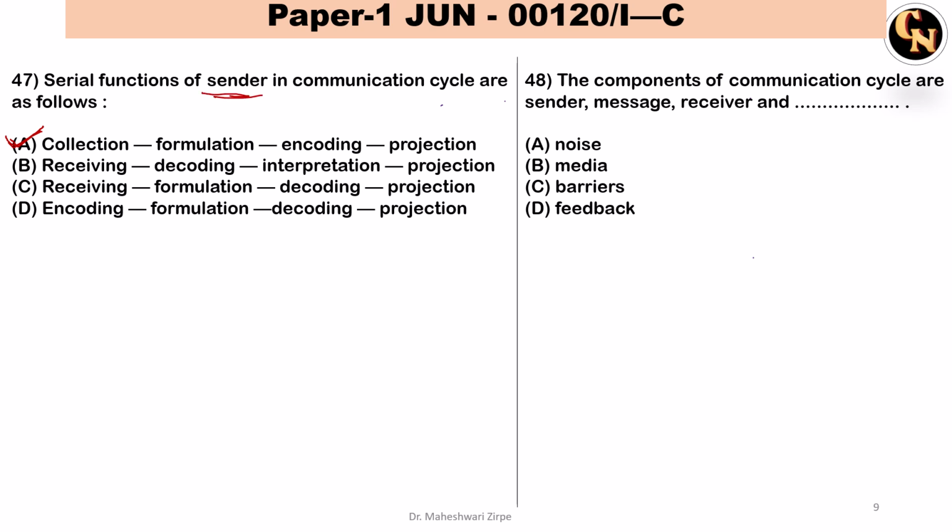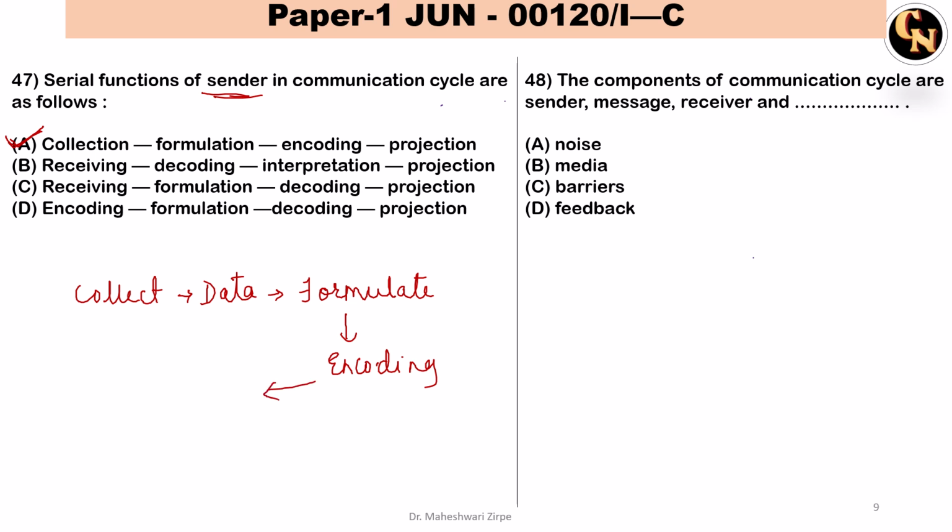So what does the sender do? The sender has to collect the data first. Correct? Then he has to formulate the data, and then what he has to do? He has to encode it. Encoding has to be done, and then the sender will try to project it to the receivers. Okay, he has to project it. This is how he has to tell the receivers. So the correct option is A.